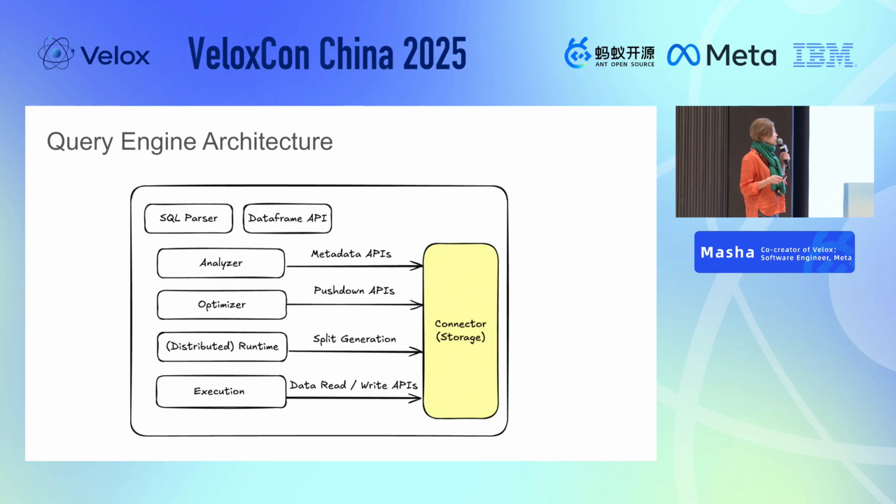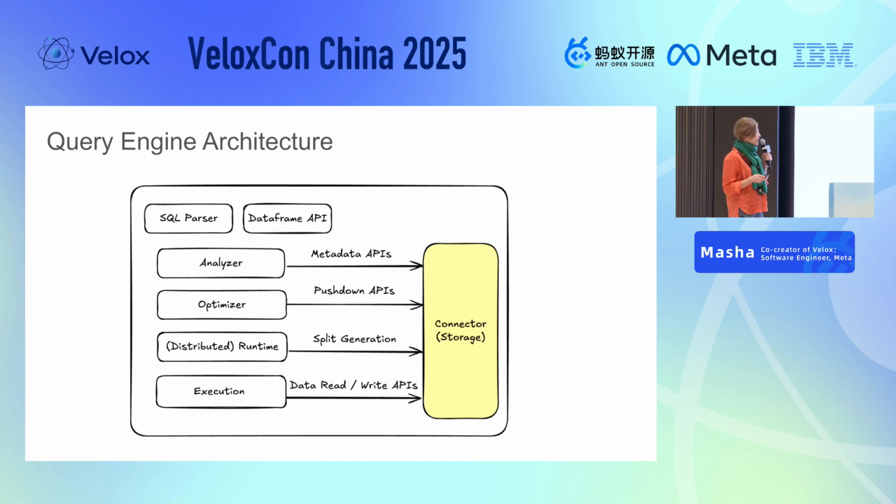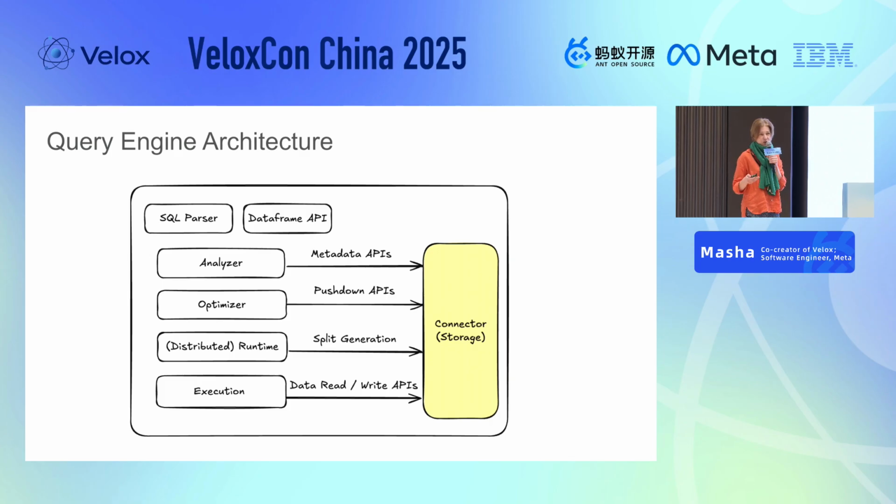There is usually an optimizer that takes a logical plan and figures out the best, most efficient way to execute that plan to produce the desired data. And those optimizers often collaborate with the storage connectors to figure out if some operations like filters, aggregations, sometimes even joins can be pushed down into the storage nodes to further optimize the query performance.